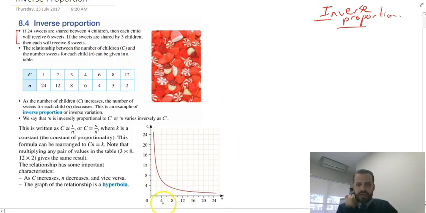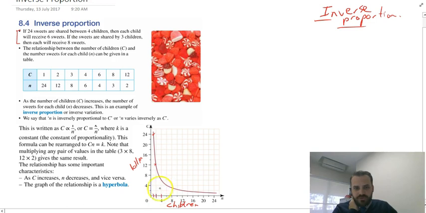Now, if you draw a graph of it, it looks like this graph down here. This is how many children there are. Oops, can't spell. Children. This is how many lollies there are, or sweets, whatever you want to call them. Now, here's 1. So if there's one child, they get 24 sweets. If there's 2 children, they get 12 sweets each.